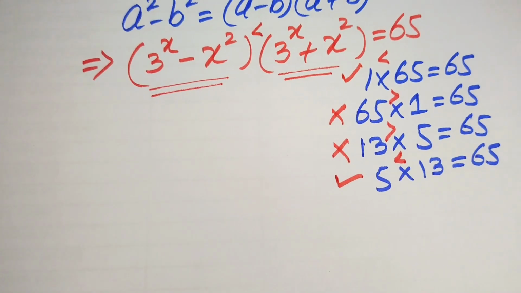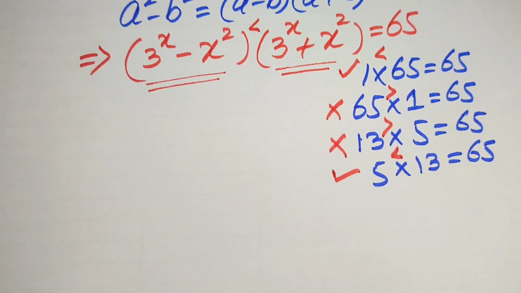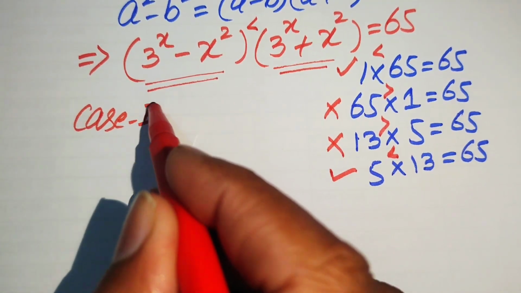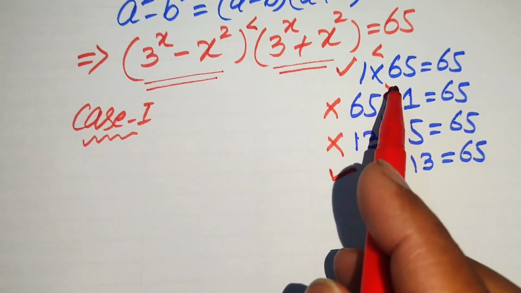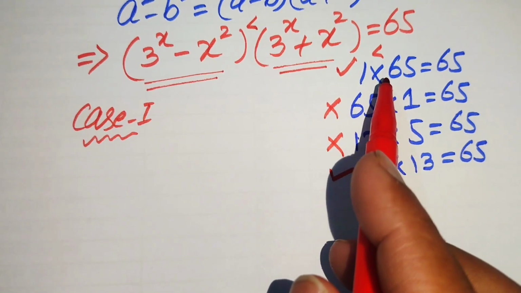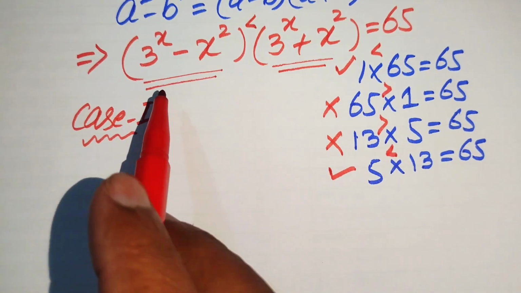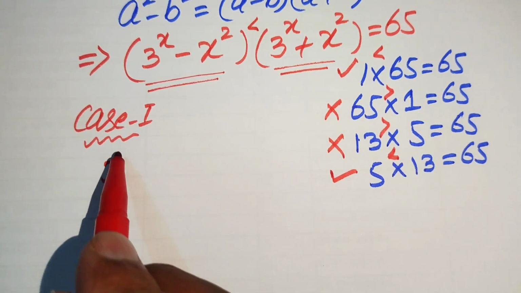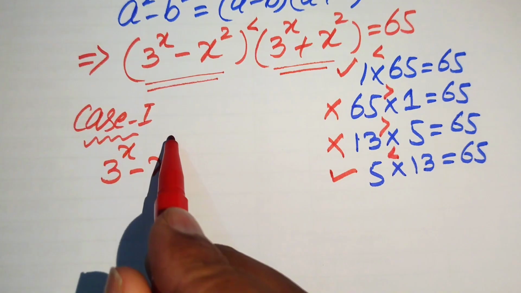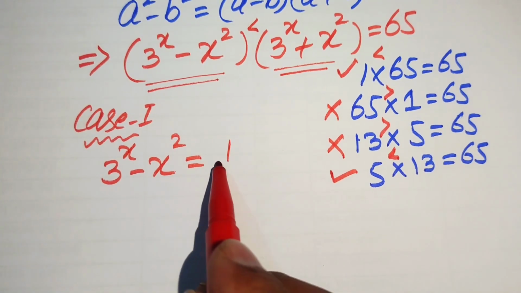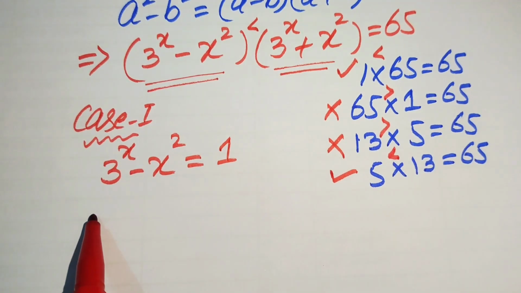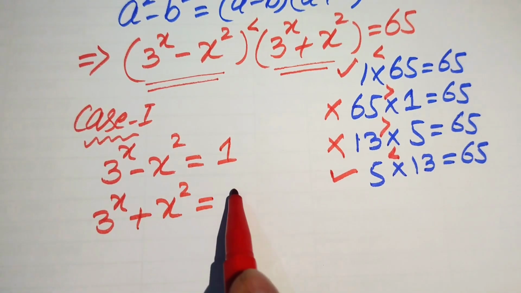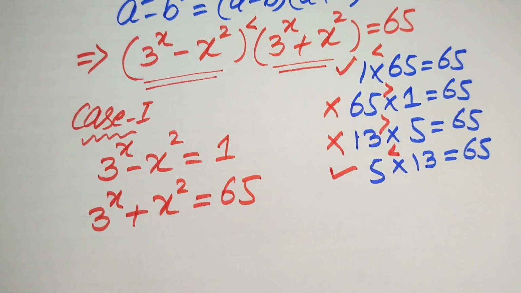Now we divide our given equation into two cases. In the first case, we compare the left hand side with these two numbers. When you compare, it will be written as 3 to the power of x minus x squared equals 1, and the second is 3 to the power of x plus x squared equals 65.